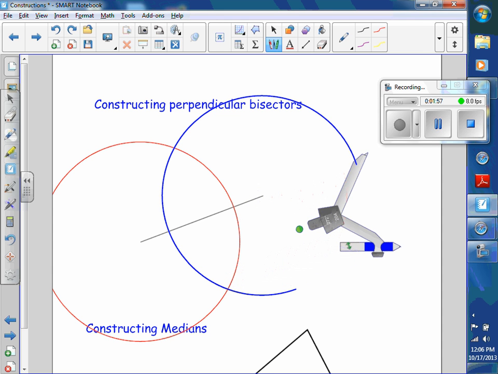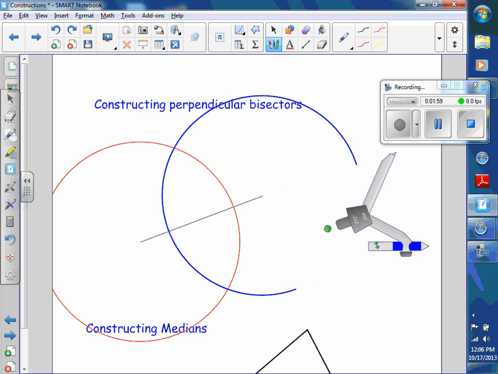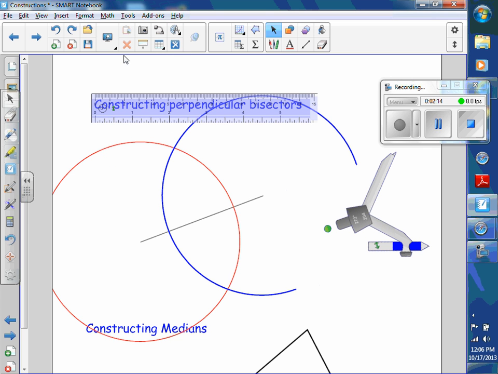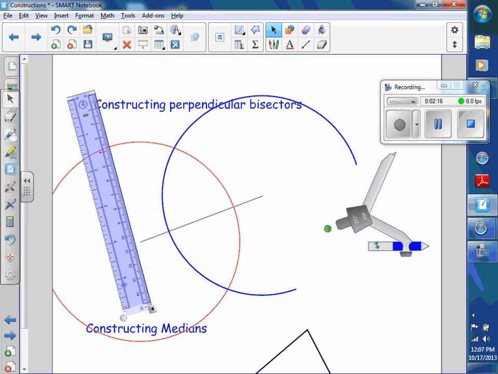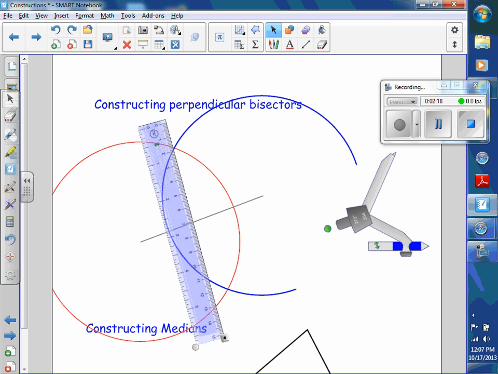Samantha, how do you know how big to make them? It doesn't matter as long as you go past the midway. It's got to be enough that they overlap. You'll know if they're not big enough because they didn't overlap. Then you just take your straight edge and draw a line through the intersection points. Remember, in constructions, you always use the points of intersection.